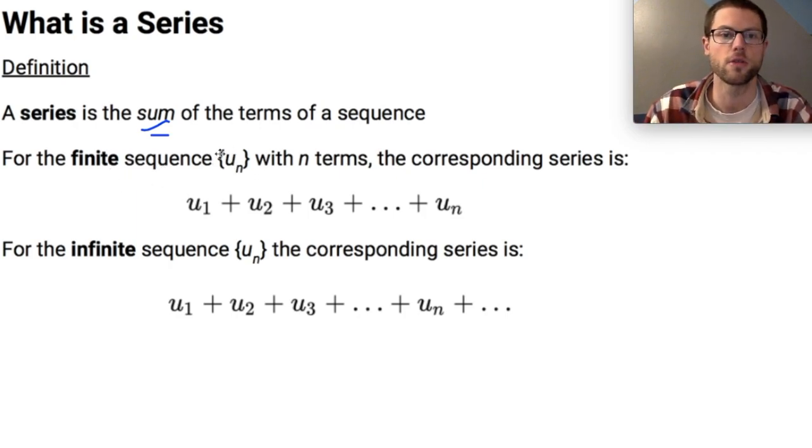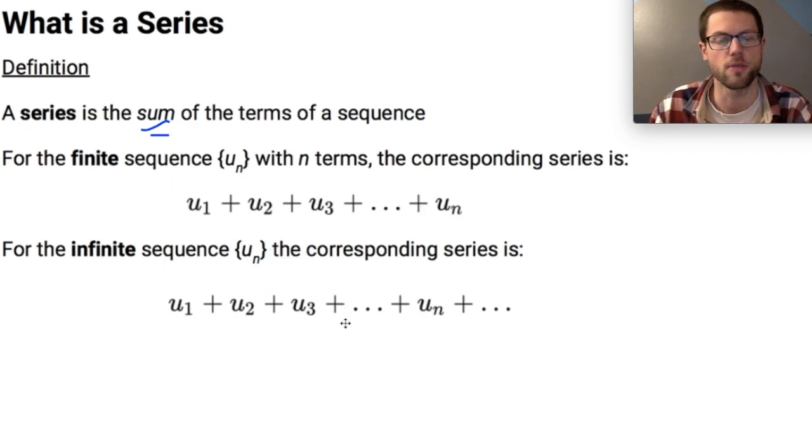For the finite sequence u sub n with n terms, the corresponding series is the first term plus the second term plus the third term, plus all the terms all the way up to u sub n, that last term in the sequence. And there are other types of series. The infinite series is what's given by an infinite sequence when we add up all the terms forever.